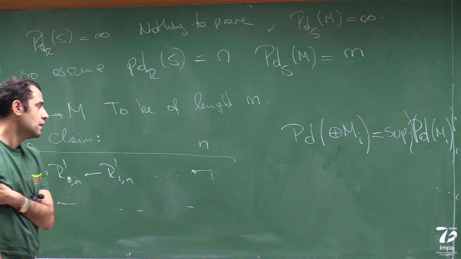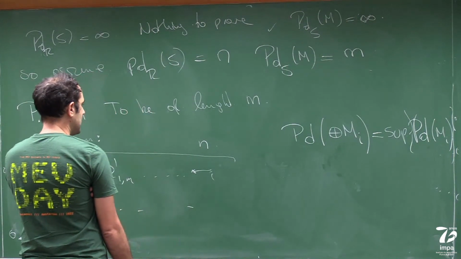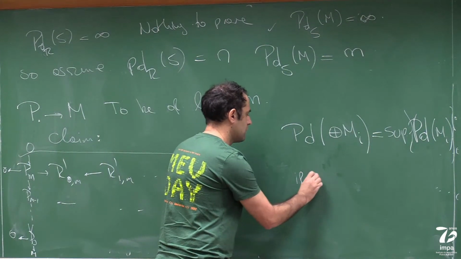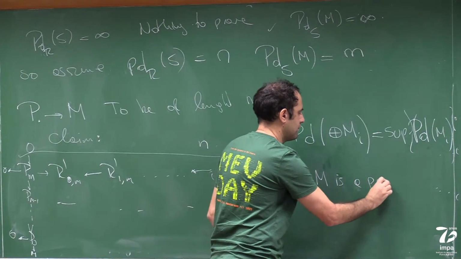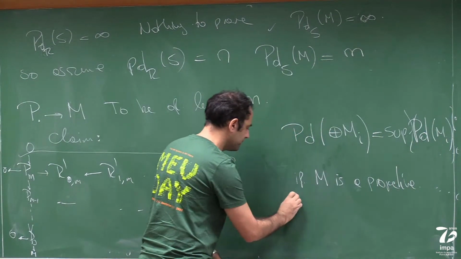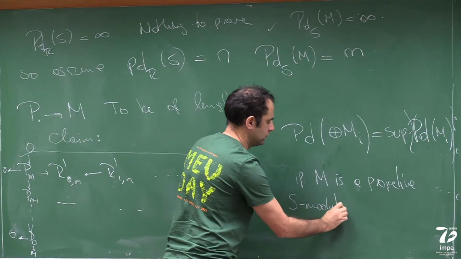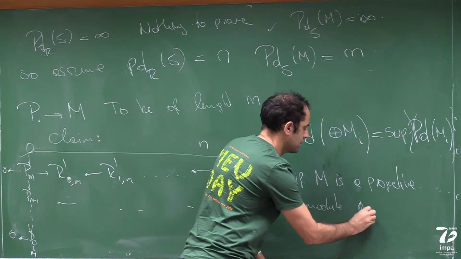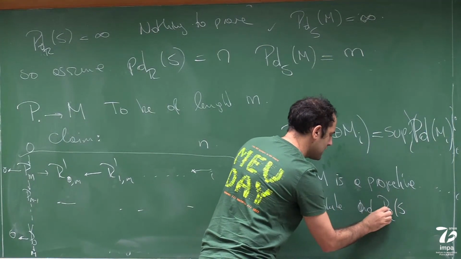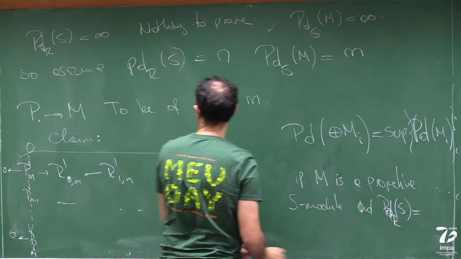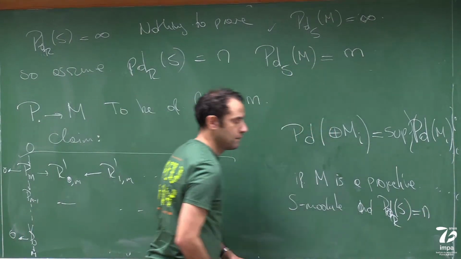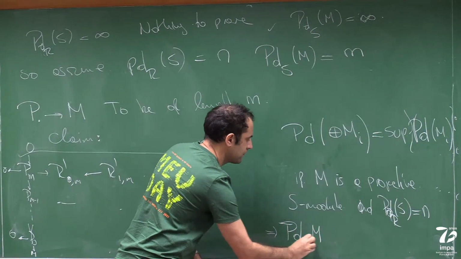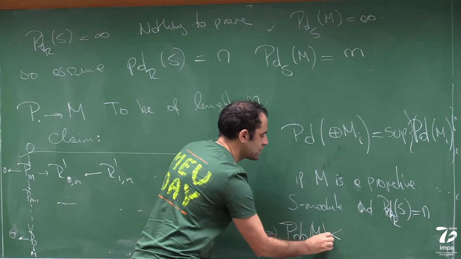Okay, so that's the first observation. The second observation is that if M is a projective S module, and the projective dimension of S as an R module is whatever I chose it to be here, N, then the projective dimension of M as an R module is less or equal than N.